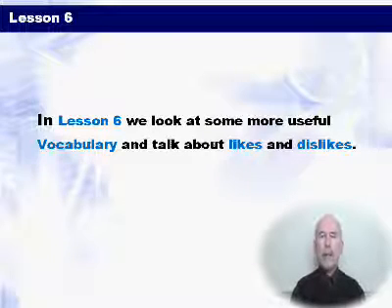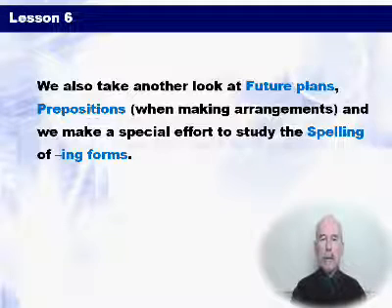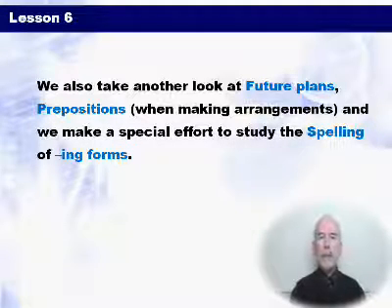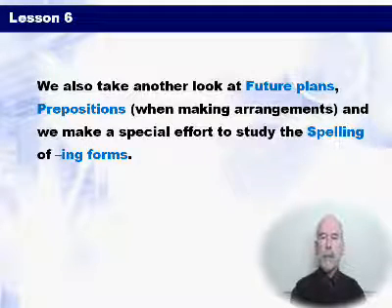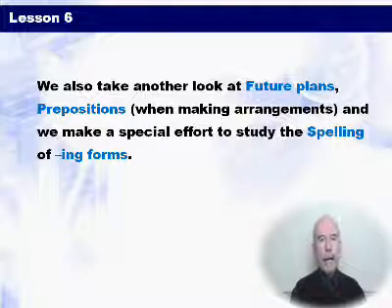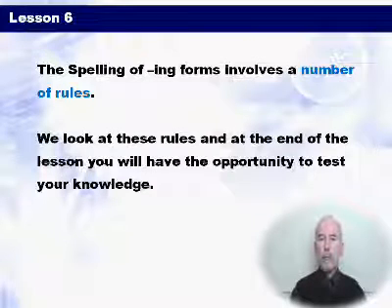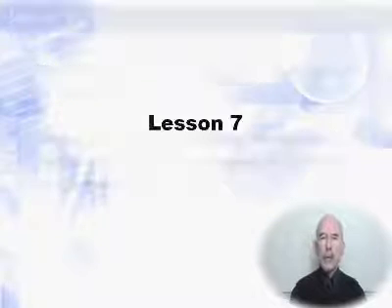In lesson 6, we look at some more useful vocabulary and talk about likes and dislikes. We also take another look at future plans, prepositions when making arrangements, and we make a special effort to study the spelling of ing forms. The spelling of ing forms involves a number of rules. So we look at these rules, and at the end of the lesson you will have the opportunity once again to test your knowledge.